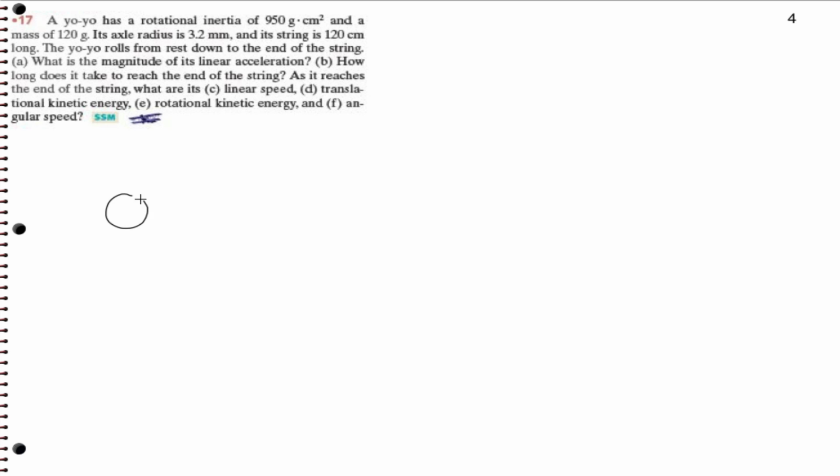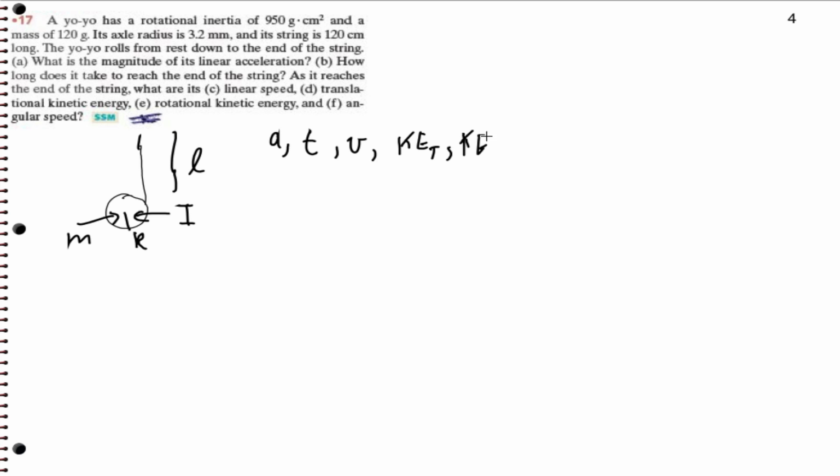So here's the idea. We're going to have a yo-yo, and it's got a rotational inertia that I'll call I, and it's got a mass m. It has a radius r, and it has a string with length L. And so we want to know a bunch of different things about the yo-yo, including its acceleration, its time to reach the end of the string, its linear speed at the end of the string, and its translational kinetic energy, and its rotational kinetic energy. And finally, we want to know its angular speed.